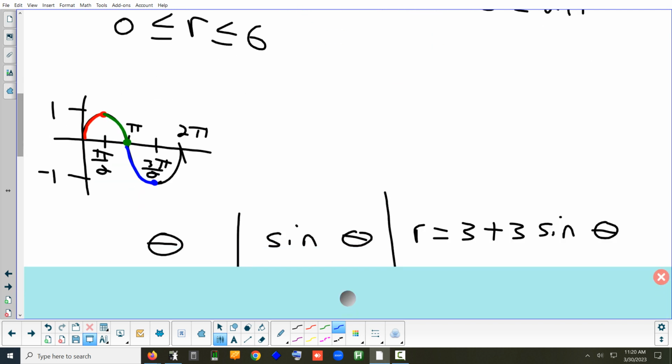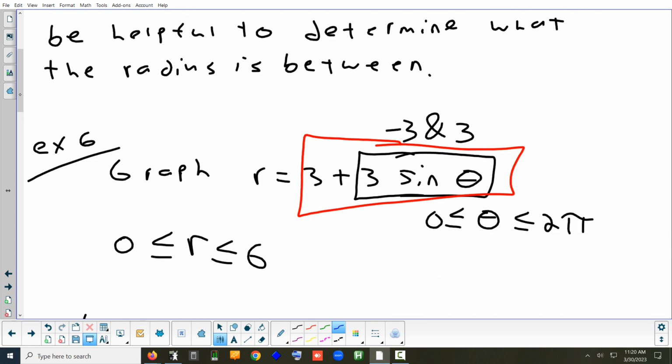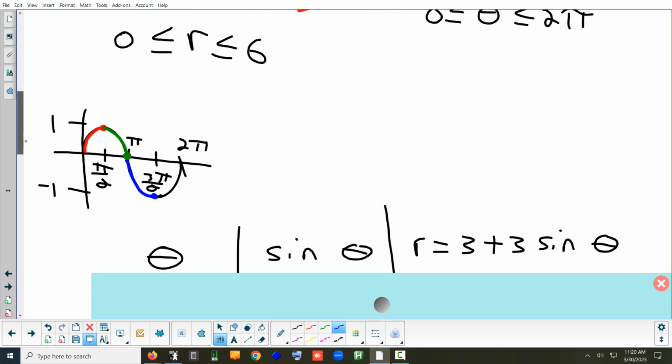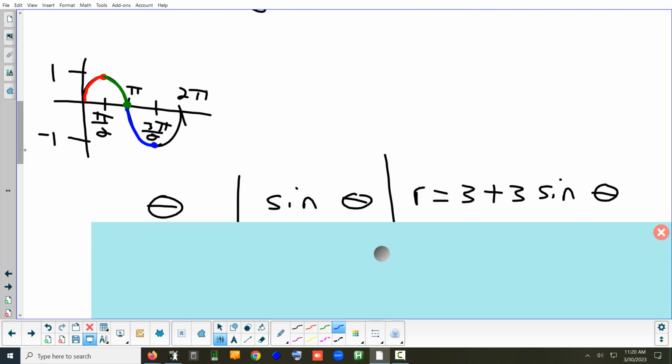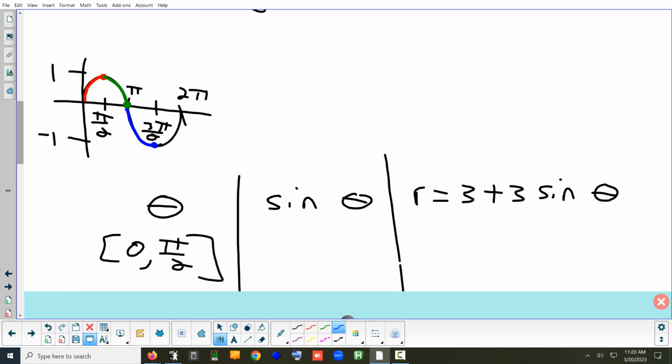So let's start with the red section. The red section is going to represent angles between what and what? We're going to be plugging in for theta. 0 and what? 90, or in this case, pi over 2. So let's think about what happens to the sine function between 0 and pi over 2. Then we can think about what happens to our entire thing. So we'll look at this part first, and then we'll look at what happens when we triple it and add 3.